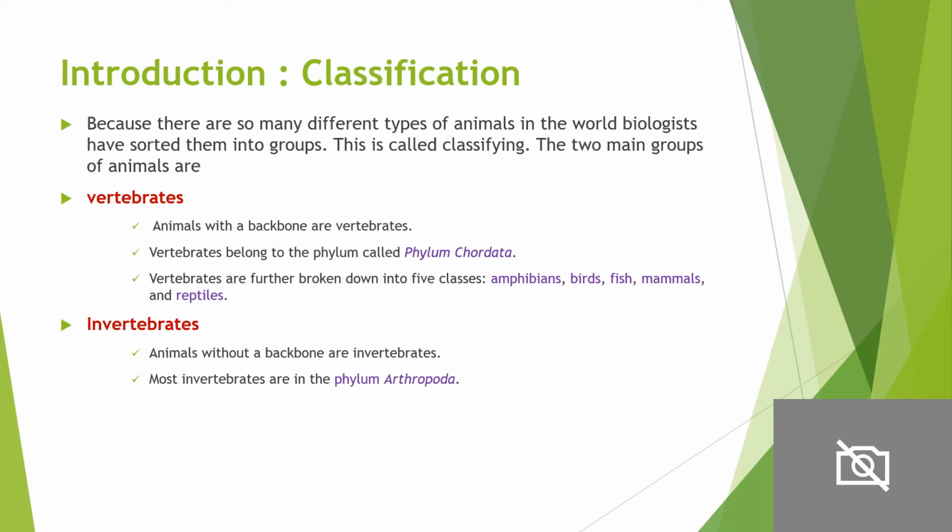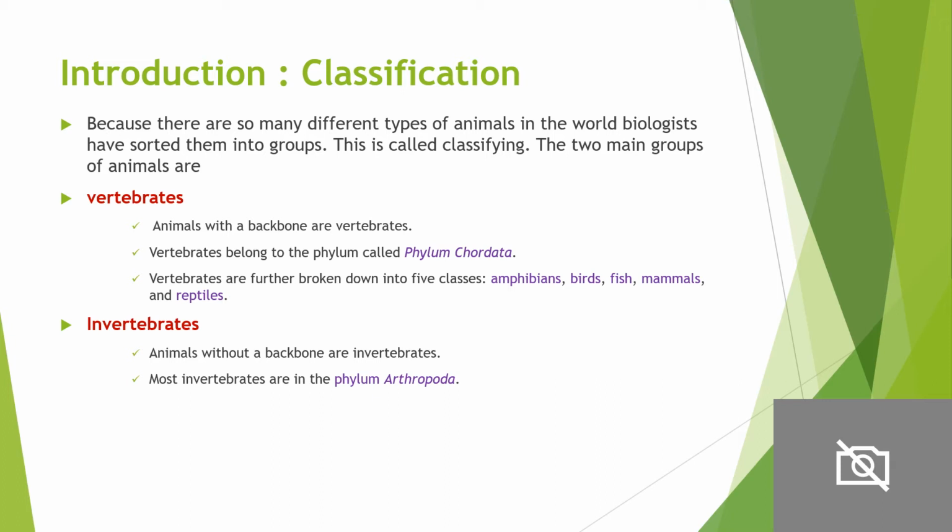In the next slide, there are a large number of animals, but the scientists have divided the animals based on their different types. Because there are so many different types of animals in the world, biologists have sorted them into groups. This is called classifying. The two main groups of animals are vertebrates and invertebrates.